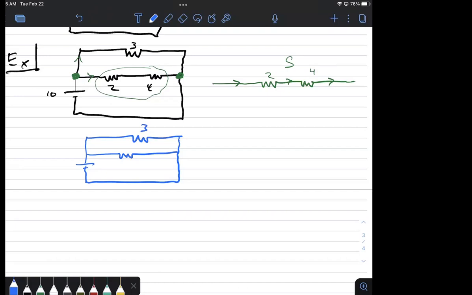So the first step I would do is I would take the bottom path, which I already know is series connection, combine those resistors together in series to get some new equivalent resistance. So if I do that, the equivalent series here is 2 plus 4, which is 6. Okay. And now I'm going to pretend I have a new circuit. The top is still 3, but now the bottom, instead of having a 2 and a 4, I've combined them to the equivalent resistance of 6.